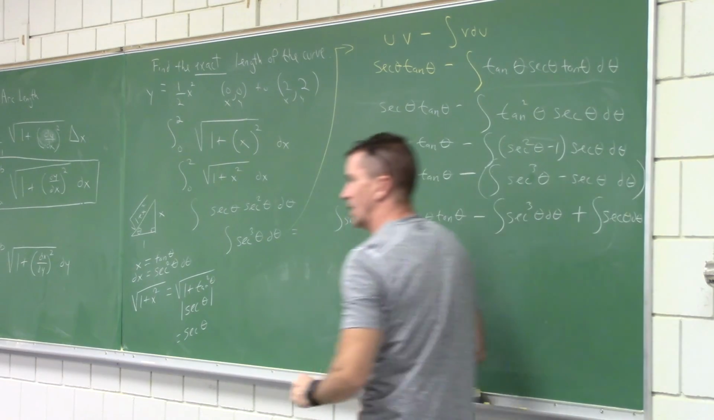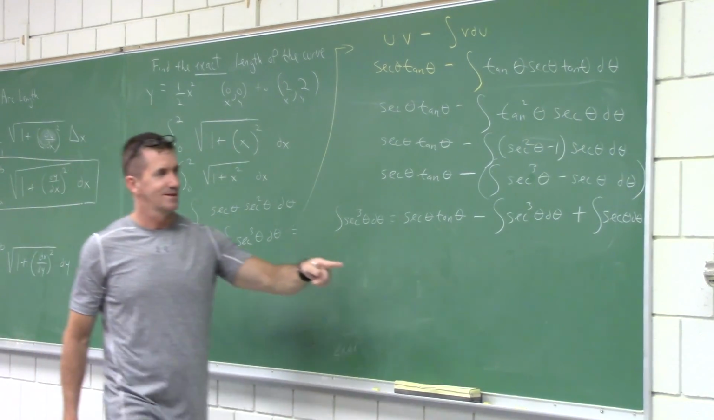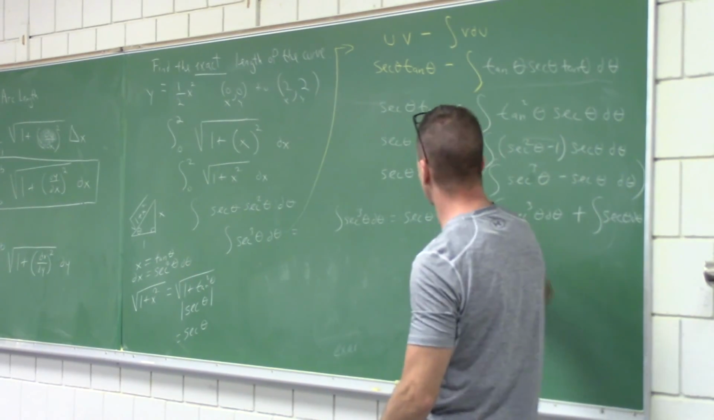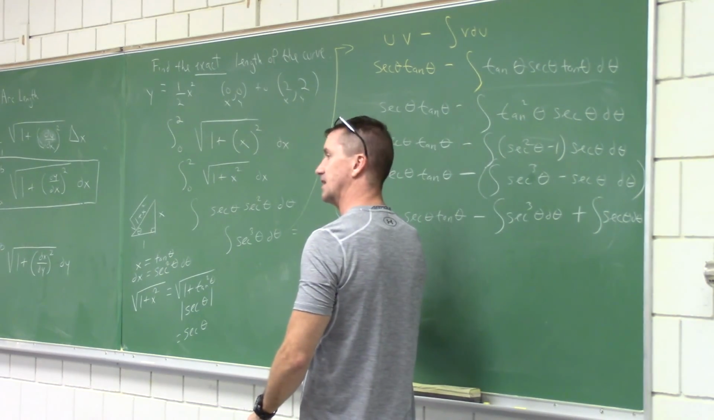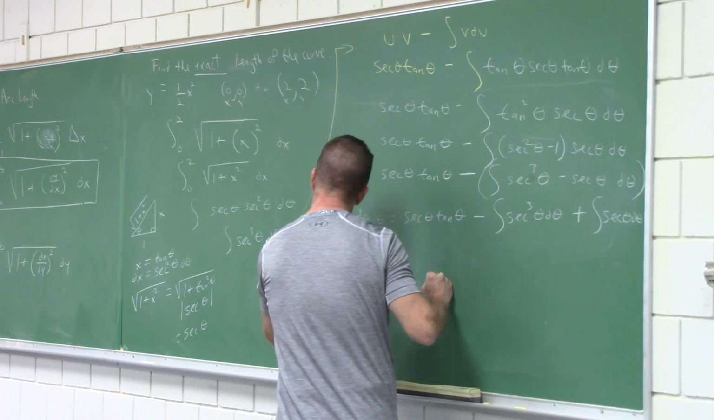Let me step away from that before it looks crazy. Do you see something on the left side and the right side that's identical? Just add the secant cubed theta. You bet. This thing looks crazy, but this emerged again, and I can add it to the left side. How many secant cubes would you have over here? Two of these.